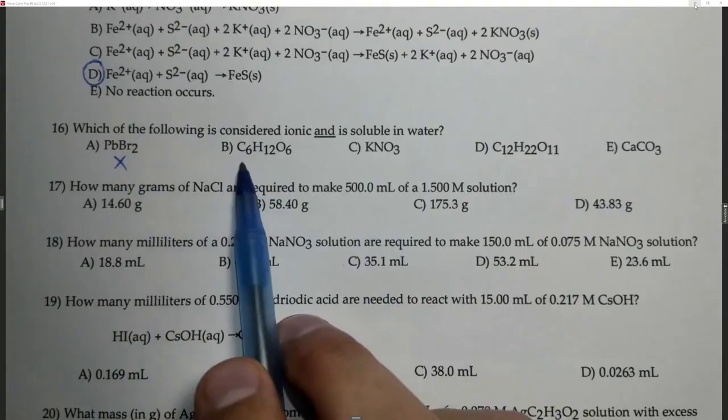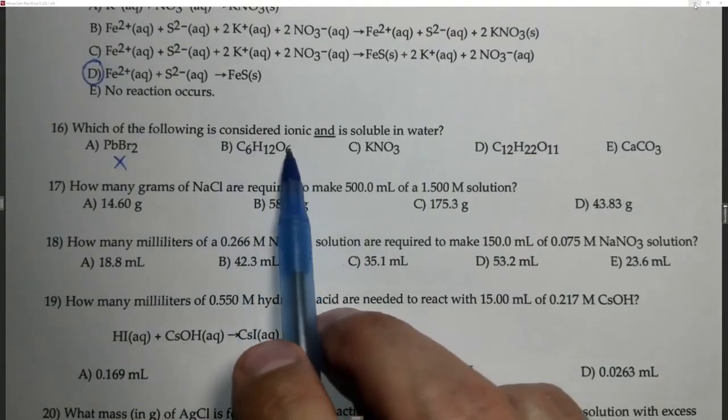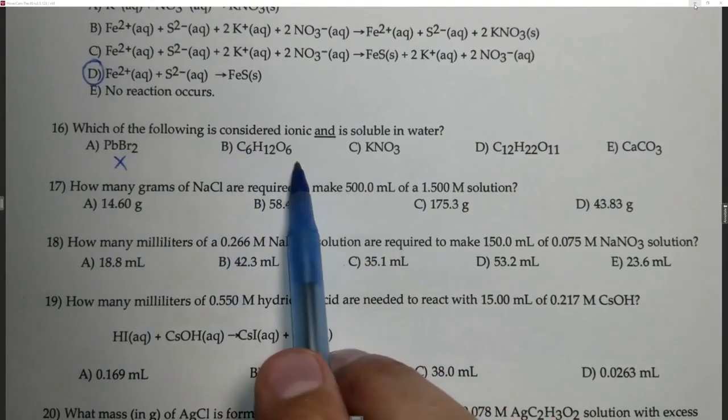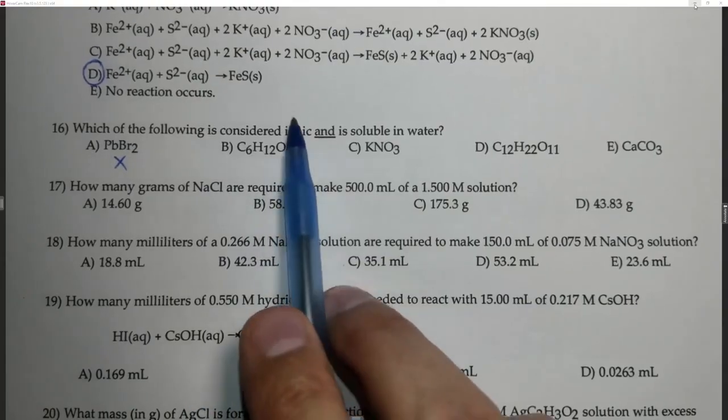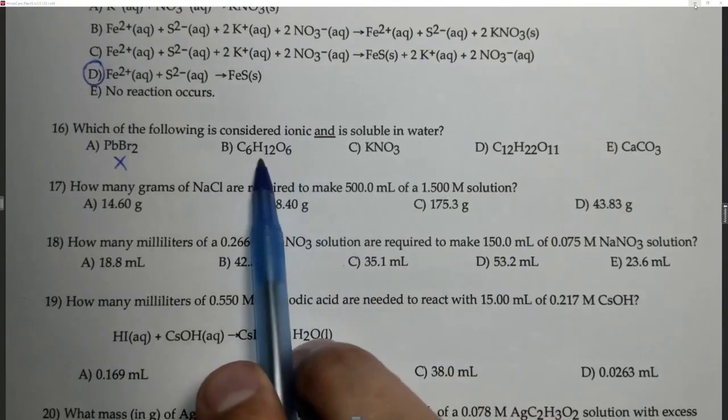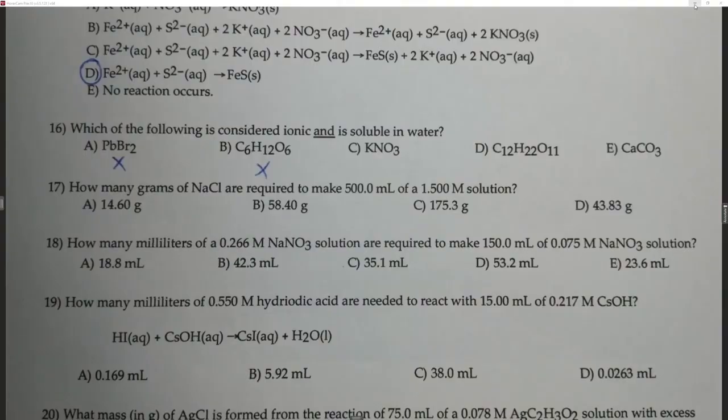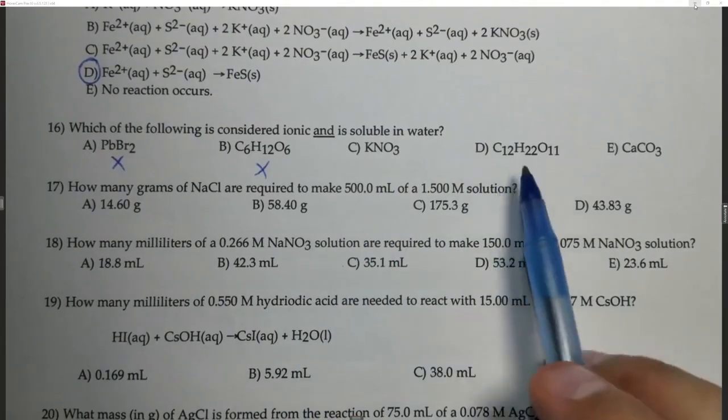Next one, C6H12O6. This is glucose. This molecule contains only carbon, hydrogen, and oxygen. This is not ionic. It is soluble in water, but it is not ionic, so therefore it's not our answer. KNO3 is the answer, so we'll skip that one.